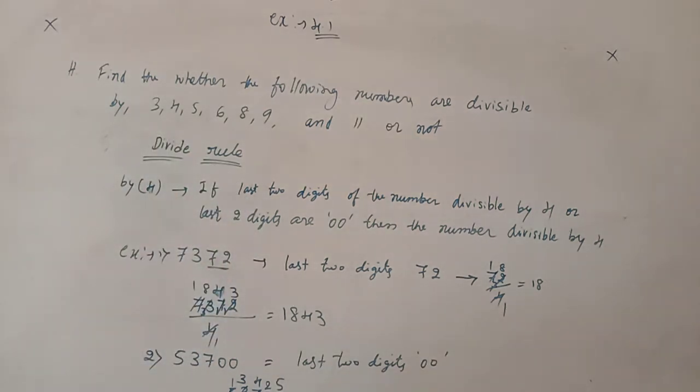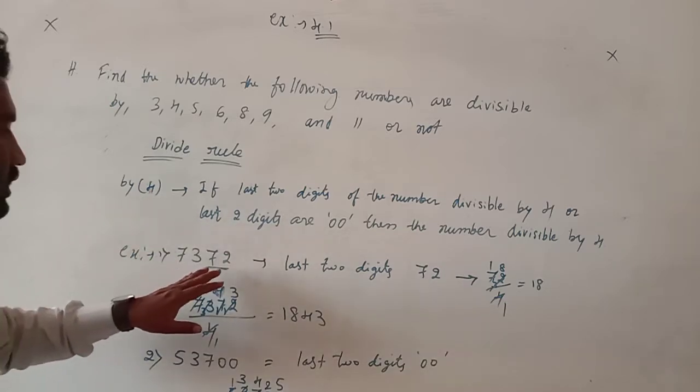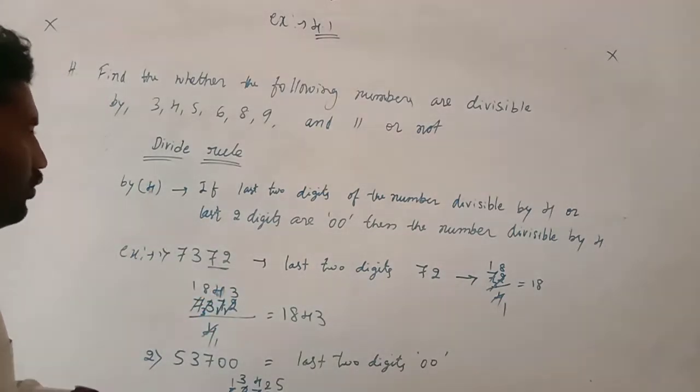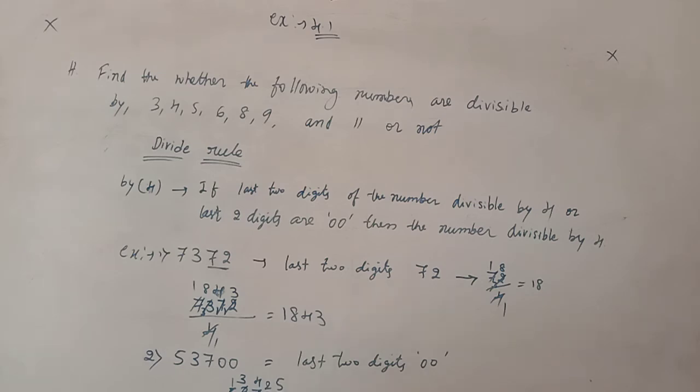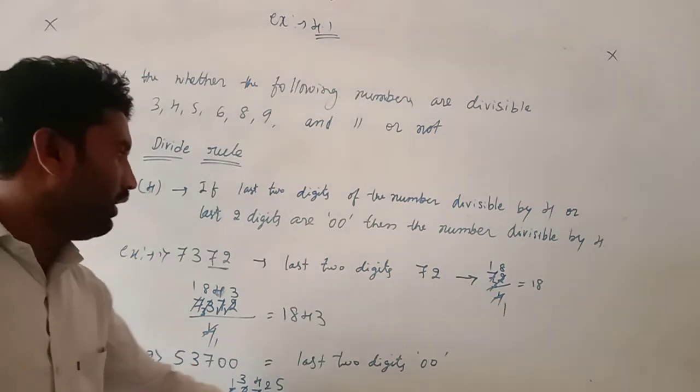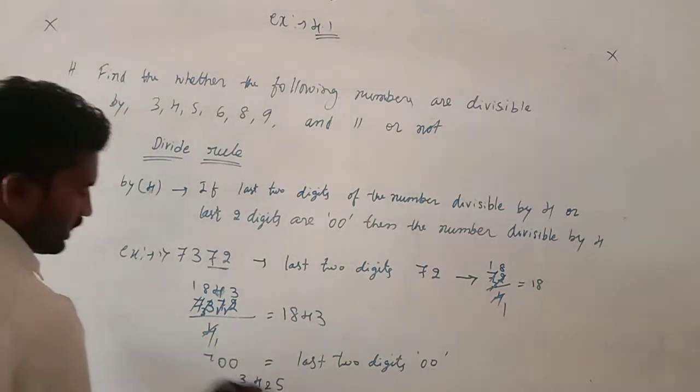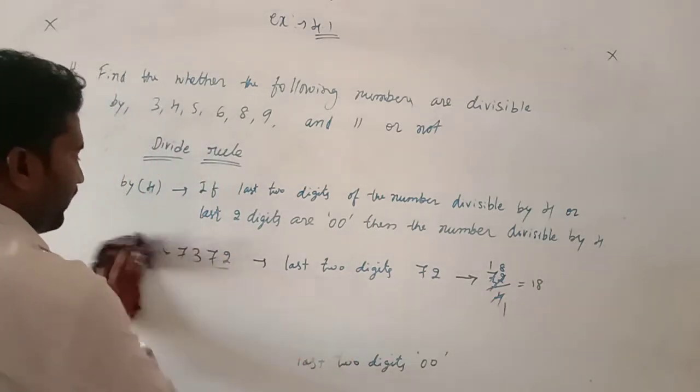So for the divisibility rule of 4, the last two digits should be divisible by 4 or the last two digits should be 0. Then only the complete number is divisible by 4. Okay, next, by 5.